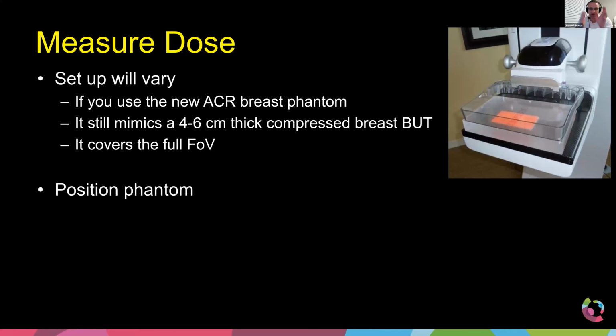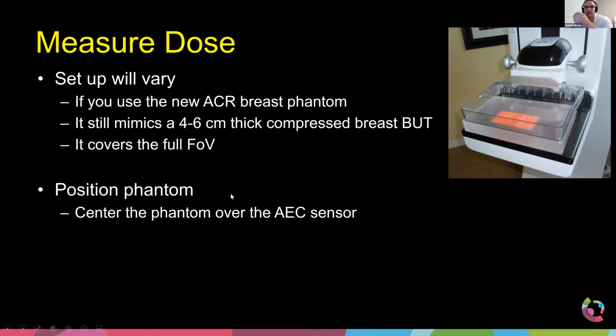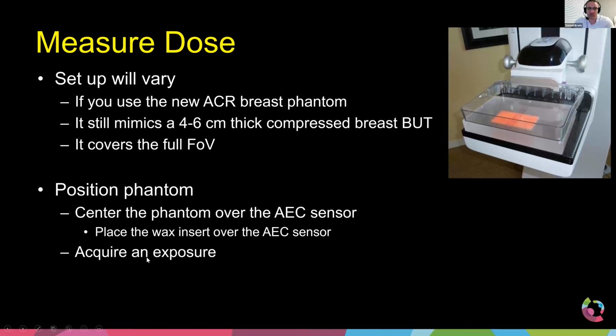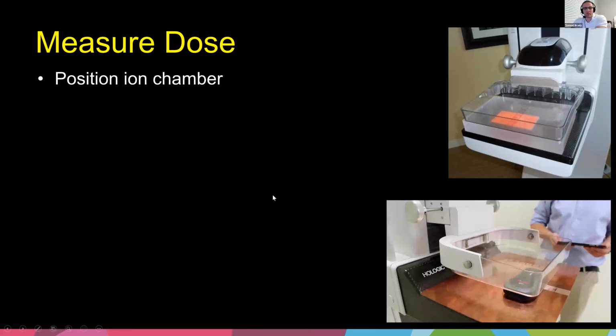Well, you take the phantom, you place it in there, you situate it. Once again, the wax insert is over the AEC. You have the compression paddle in the field of view, and you acquire an image. And you use your clinical protocol, whatever it is, so you know what kV it is, you'll know what the half value layer is. You write down the technique factor. This phantom exposure gave me, let's say, 26 kV and 100 mAs. So once you've written that down, you take that phantom out. A good practice is to place a sheet of copper or some kind of lead or something, just to cover and protect the detector.